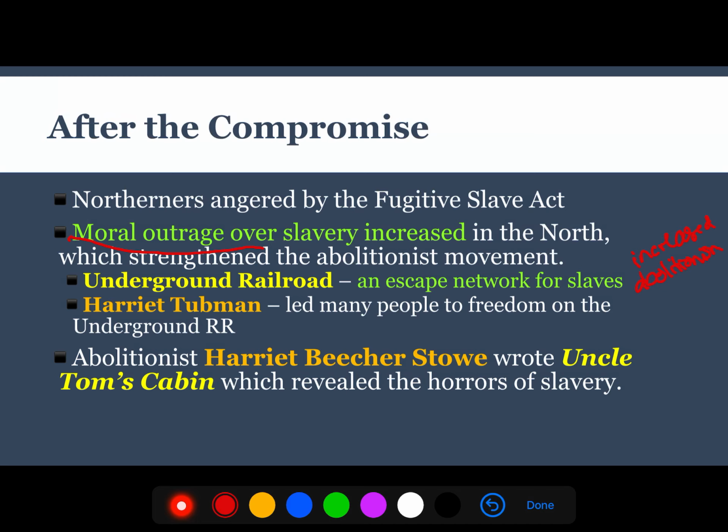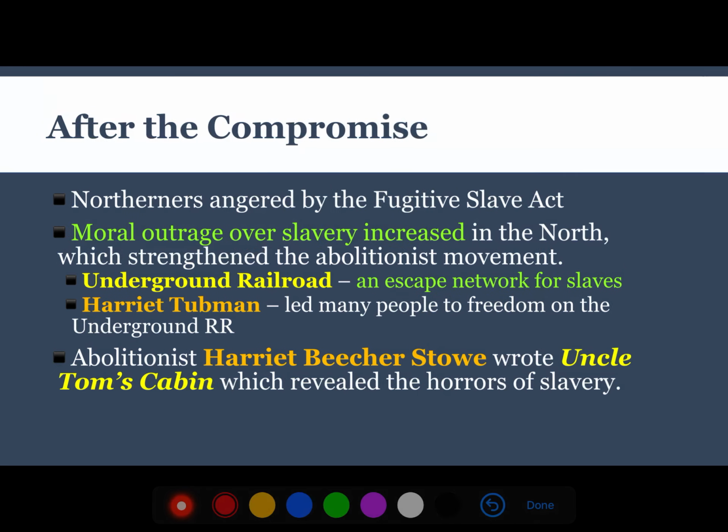Another direct result of the Fugitive Slave Act is Uncle Tom's Cabin, which was a fictional novel written by Harriet Beecher Stowe, which helped to draw attention to why slavery was so bad and what the actual conditions were of slaves working in the South. And so Uncle Tom's Cabin is extraordinarily important. It is a direct result of the Fugitive Slave Act, and helped reveal horrors of slavery to people who weren't familiar with it.